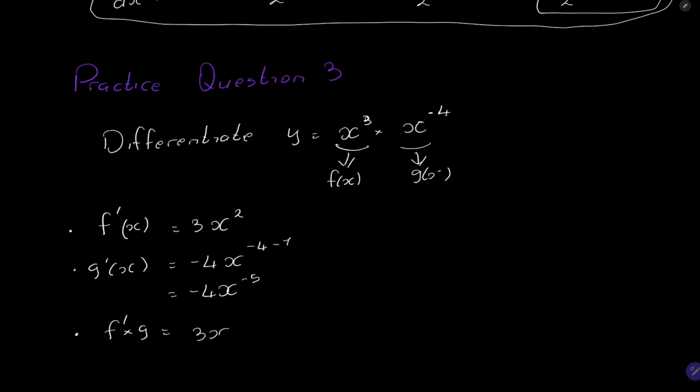Moving on to our fourth step, which tells us to calculate f prime times g, which gives us 3x squared times negative 4x to the negative 5. Simplifying this gives us negative 4 times 3, which gives us negative 12, times x to the power 2 plus minus 5, which gives us negative 12x to the minus 3.